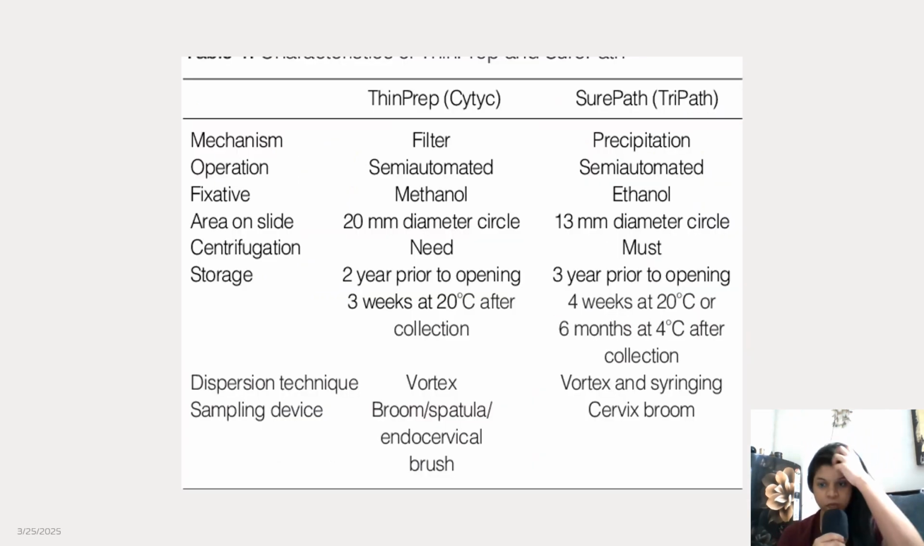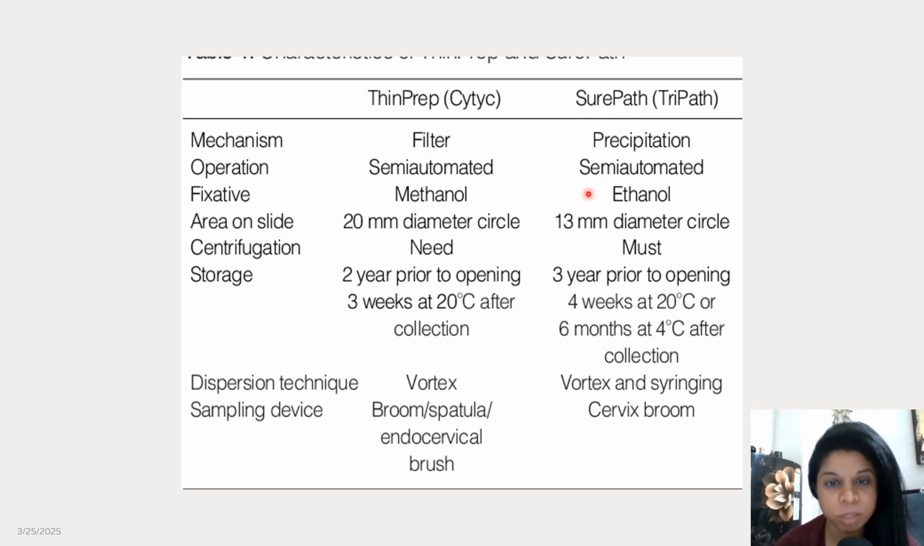So now we come to the difference between ThinPrep and SurePath. In ThinPrep they use filters. When you see the procedure, you will know that we use filters, and in the SurePath method, we use precipitation as a mechanism.